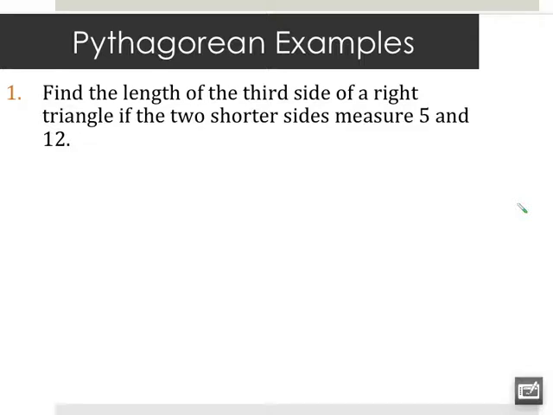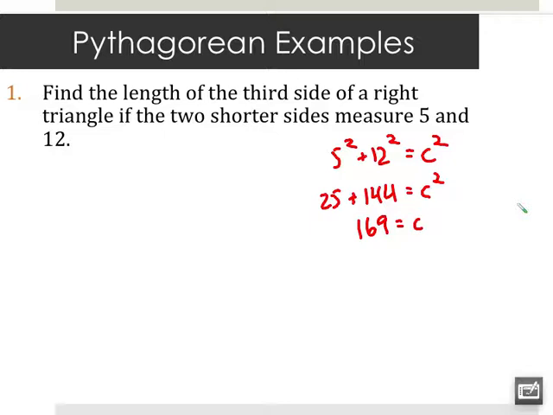So I did 5 squared plus 12 squared equals c squared. I like it. And then I did the squares. Yeah. And then I did 25 plus 144 equals c squared. And that equals 169 equals c squared, and then I did the square root. And it's 13 equals c. Turned out to be a nice, pretty answer.